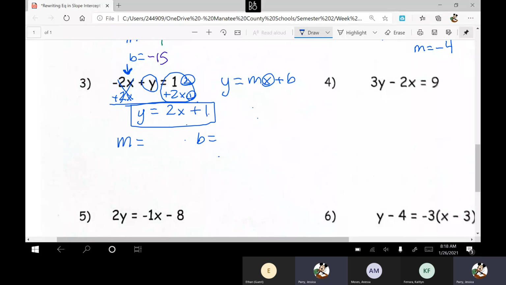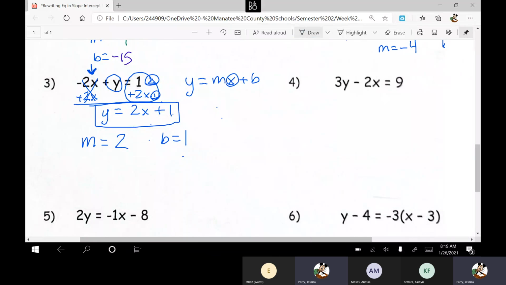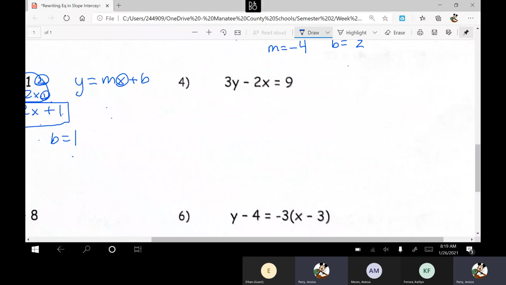Let's write out m equals, b equals. What's in the same spot as m? Is it the 2 or 1? What is the slope? Our slope m is positive 2. And then b, the y-intercept. What's in the same spot as b, our y-intercept? It's positive 1. Perfect. So there's our pieces of information there. Let's go on to the next one. Number 3 is done. Going on to number 4.